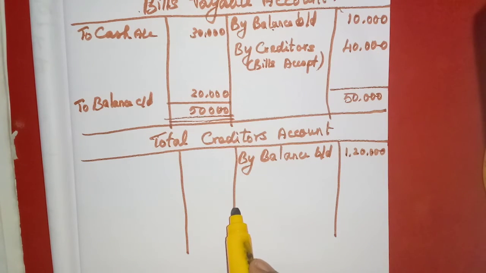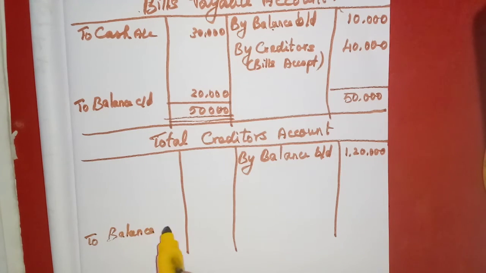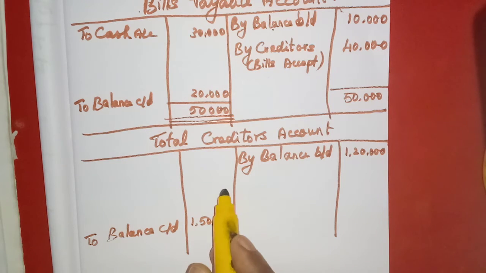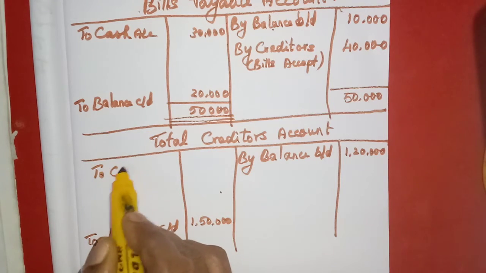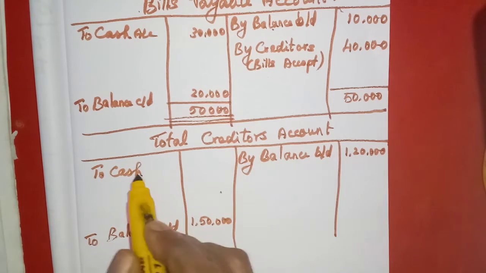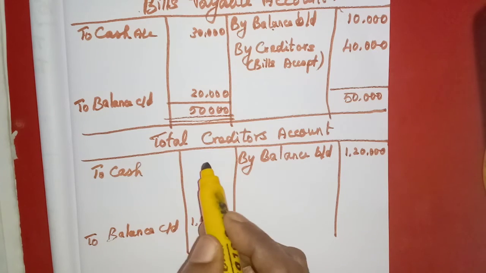Closing we will write. Okay, creditors to balance carried down, 1,50,000. Now we will come to the next column, other information. First two, okay, written already. Cash paid to creditors, that will come here. Okay, creditors account debtor to cash. You see opening this side, the cash this side. Okay, 3,20,000.